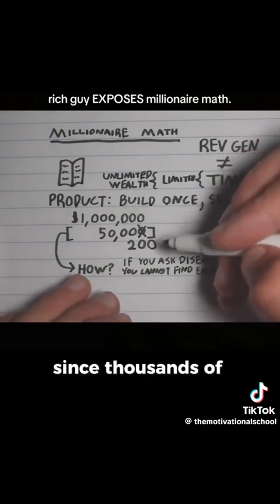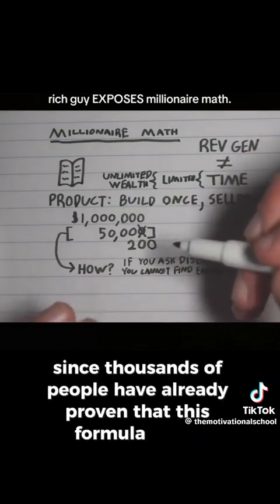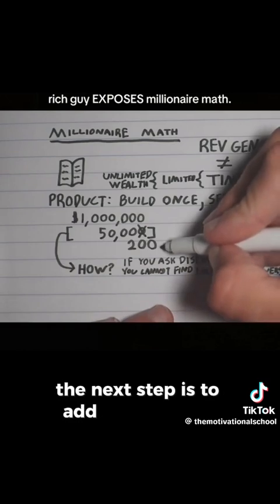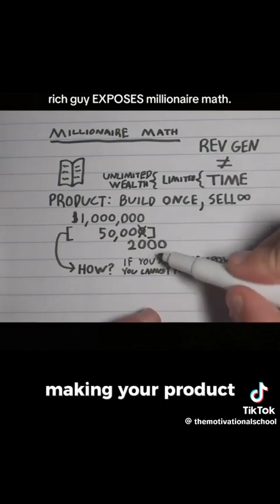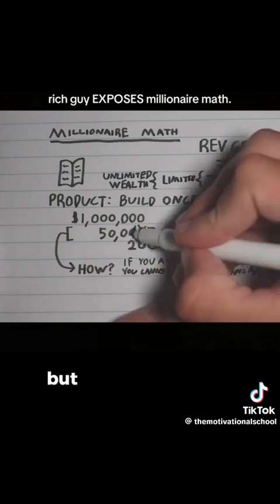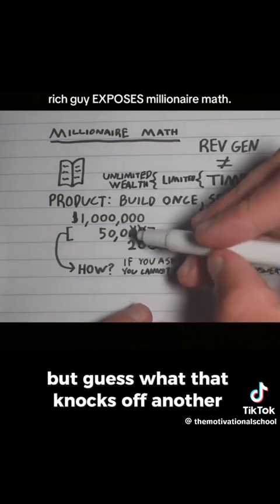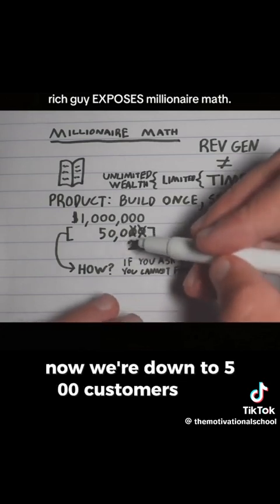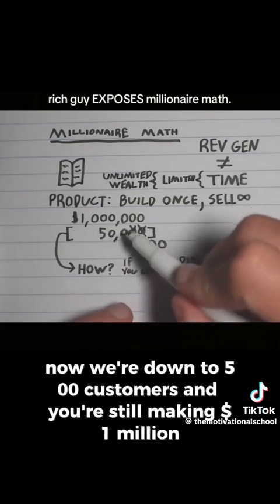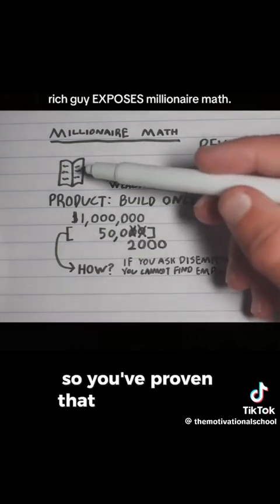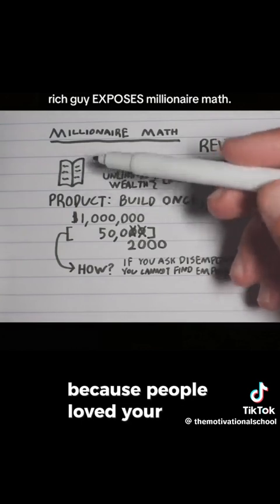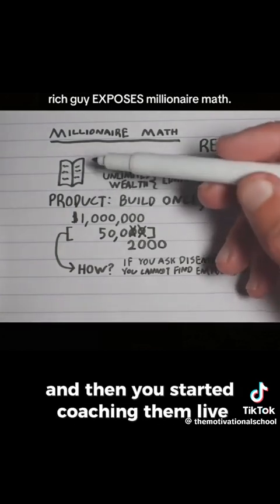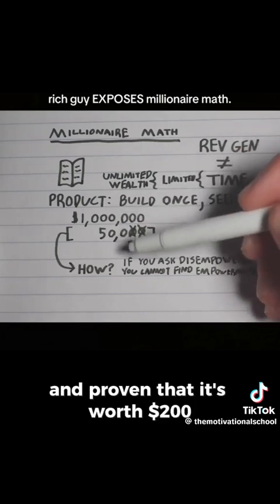And since thousands of people have already proven that this formula works, the next step is to add another 0, making your product price $2,000. But guess what? That knocks off another 0 of the 50,000. Now we're down to 500 customers, and you're still making $1 million. So you've proven that your product has worked because people loved your book, and then you started coaching them live and proven that it's worth $200.